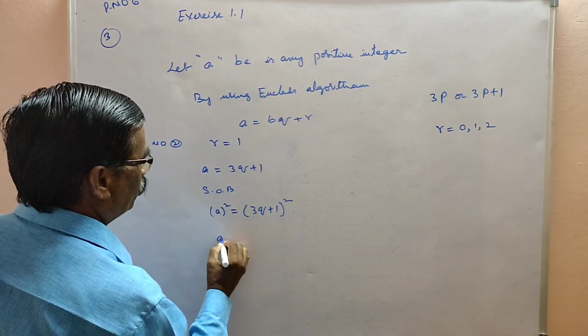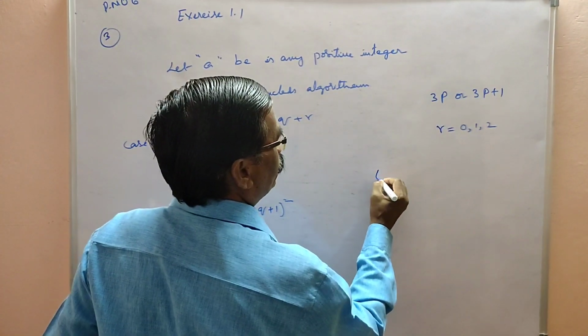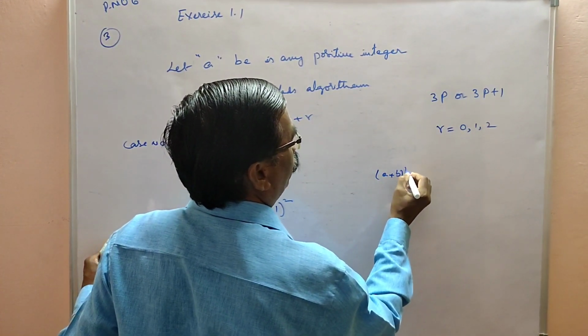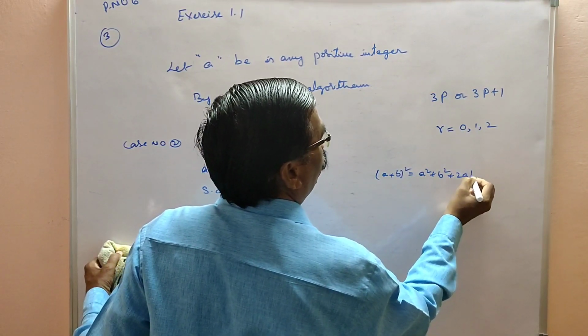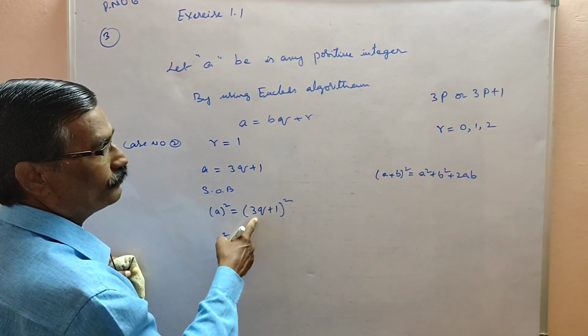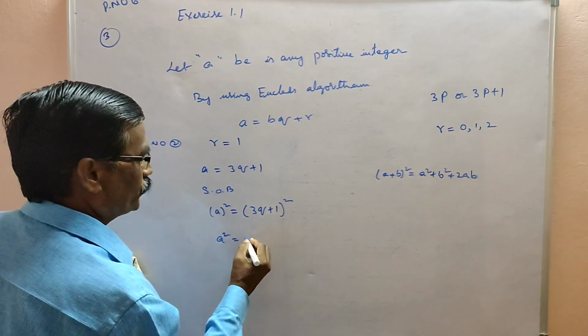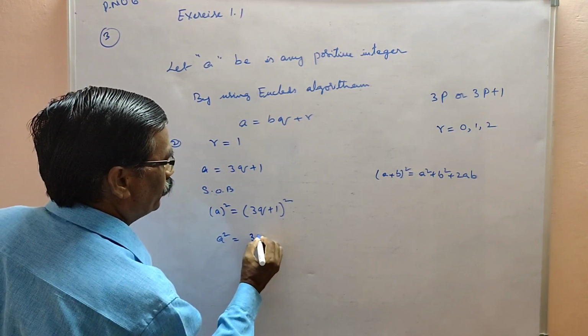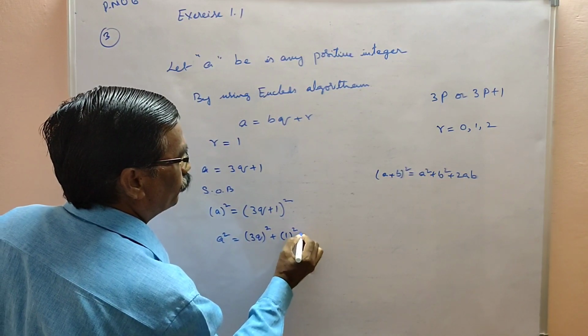See here, this is in the form of a plus b whole square, which means a square plus b square plus 2ab. Here a equal to 3q and b equal to 1. So it is in the form of a plus b whole square, and what can we write? a square means 3q square, plus b square means 1 square, plus 2ab.